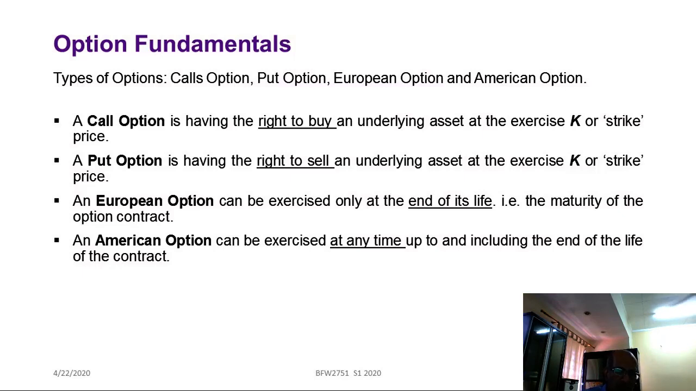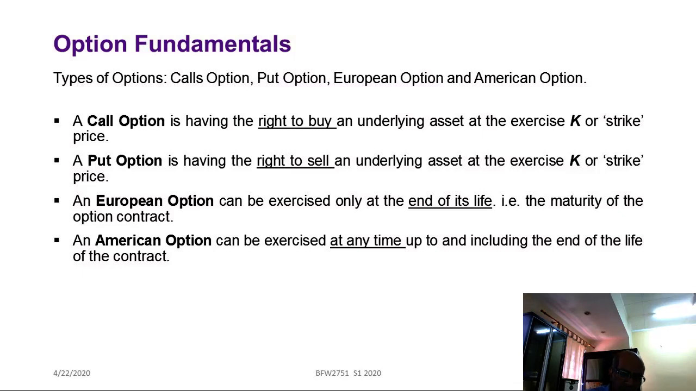Okay, a call option is having the right to buy, at the exercise price or strike price. Usually, we use the symbol K. Whenever I say K, K is the symbol for exercise price. A put option is having the right to sell an underlying asset at the exercise price or strike price, which you fix now.